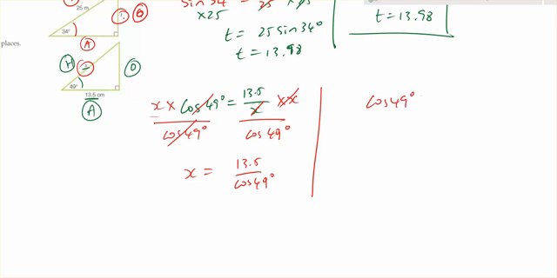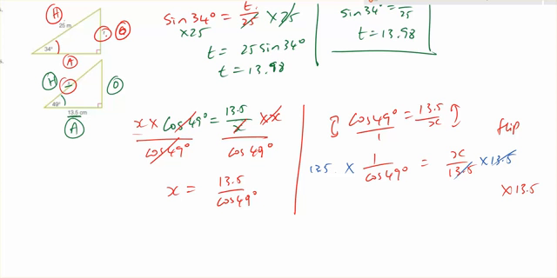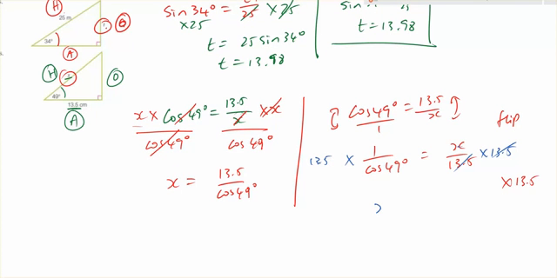Cos of 49 degrees equals 13.5 on x, which was our original equation. I can put that over 1 and I can flip both sides. So when I flip both sides, I get 1 on cos 49 degrees equals x on 13.5. And I can multiply both sides. So I flipped. Now I multiply both sides by 13.5. What happens is that the 13.5 with the 13.5 cancel each other out, and what I do to one side I need to do to the other. So I'm left with x equals 13.5 divided by cos 49. So that's an alternative way of doing it.